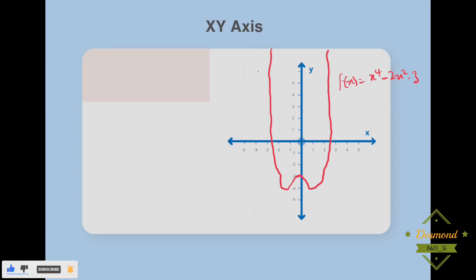F of x is equal to x exponent 4 minus 2x squared minus 3. Now, in this function, if we take the part of the curve that lies to the right of the y-axis and flip it over the y-axis, it lies exactly on top of the curve to the left of the y-axis. So in this case, we say the function has a symmetry about the y-axis. This graph right here has a symmetry about the y-axis.